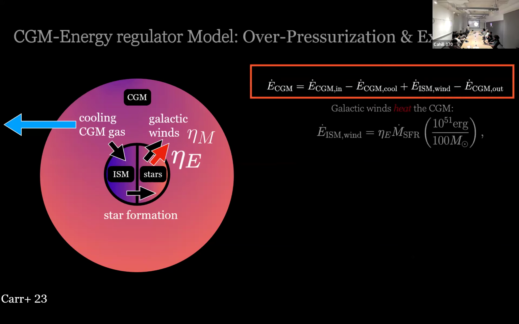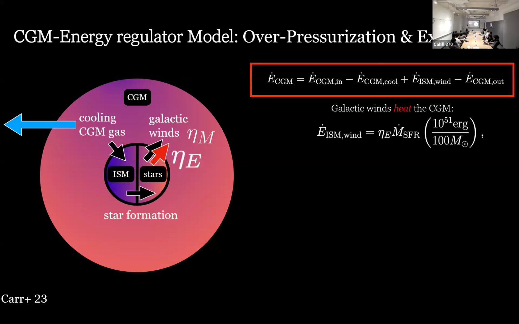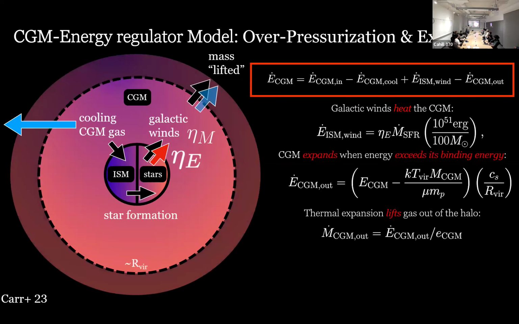And so getting more into the details of how this energy-regulated framework operates. First you consider the heating that comes from the supernovae themselves. This is the energy carried out in these outflows, which is proportional to η_E, which is another free parameter that you're free to set. As these winds go out and escape to the CGM, they heat the surrounding gas and give the gas additional thermal support against gravity. And when that thermal support exceeds the restoring force from gravity, this heating overpressurizes the CGM and causes it to buoyantly expand beyond the bounds of the virial radius and out of the halo entirely.